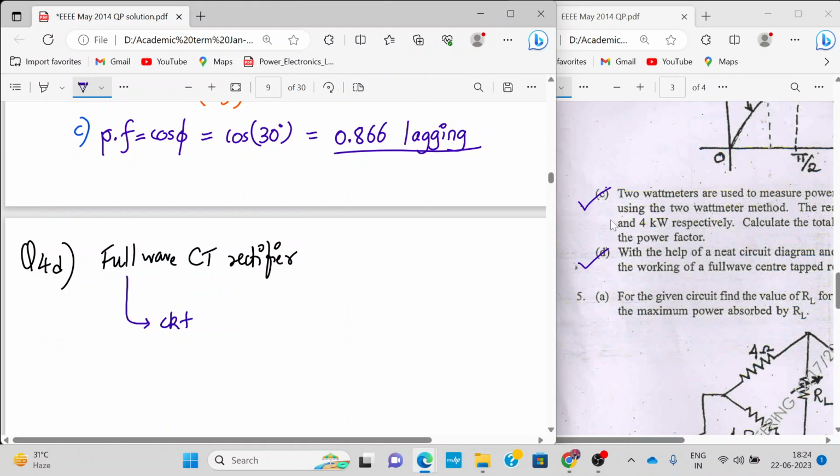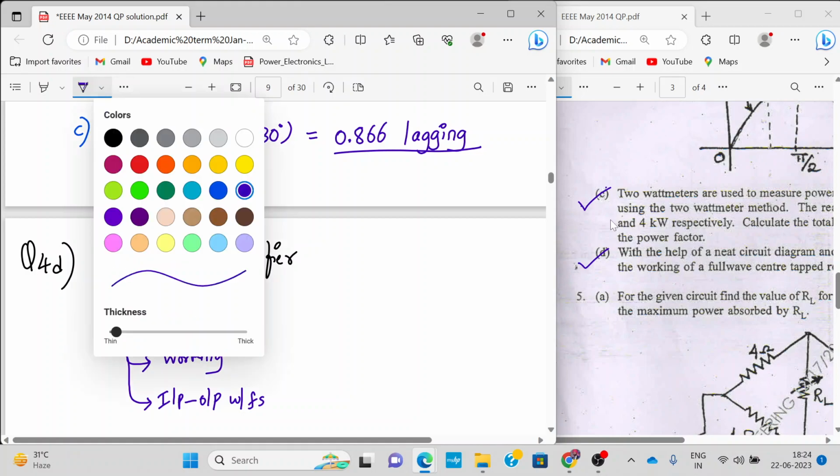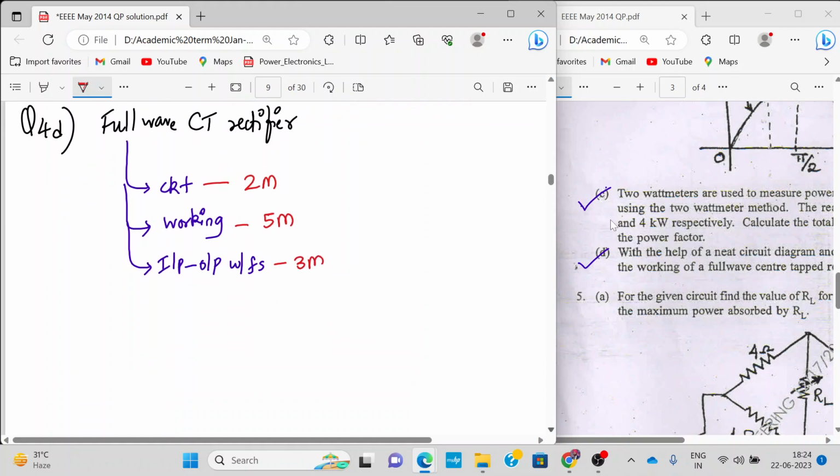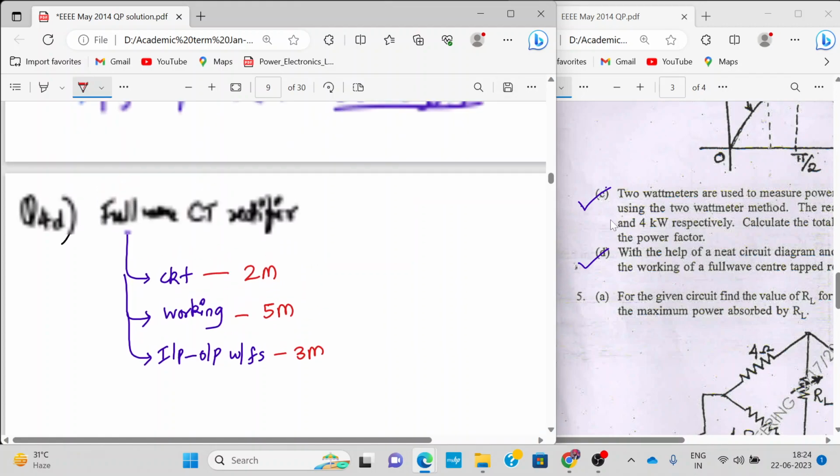So first of all the circuit diagram, then the working, then the input output waveforms. Circuit diagram we can give 2 marks, working will be around 5 marks, and this is 3 marks. So that's how you get your total 10 marks in this theory question. It's actually 4D, full wave center tap rectifier.